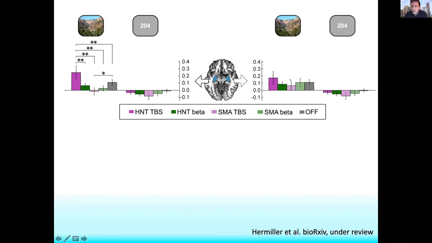There's a numeric trend for the same thing, but not significant, in the right non-targeted control hippocampus over here, which could be due to the fact that there are connections between the sides of the hippocampus via the commissure. Nonetheless, these trial types were all intermixed with one another during encoding, so it's not as though there are some blocks with scenes and some with numbers.